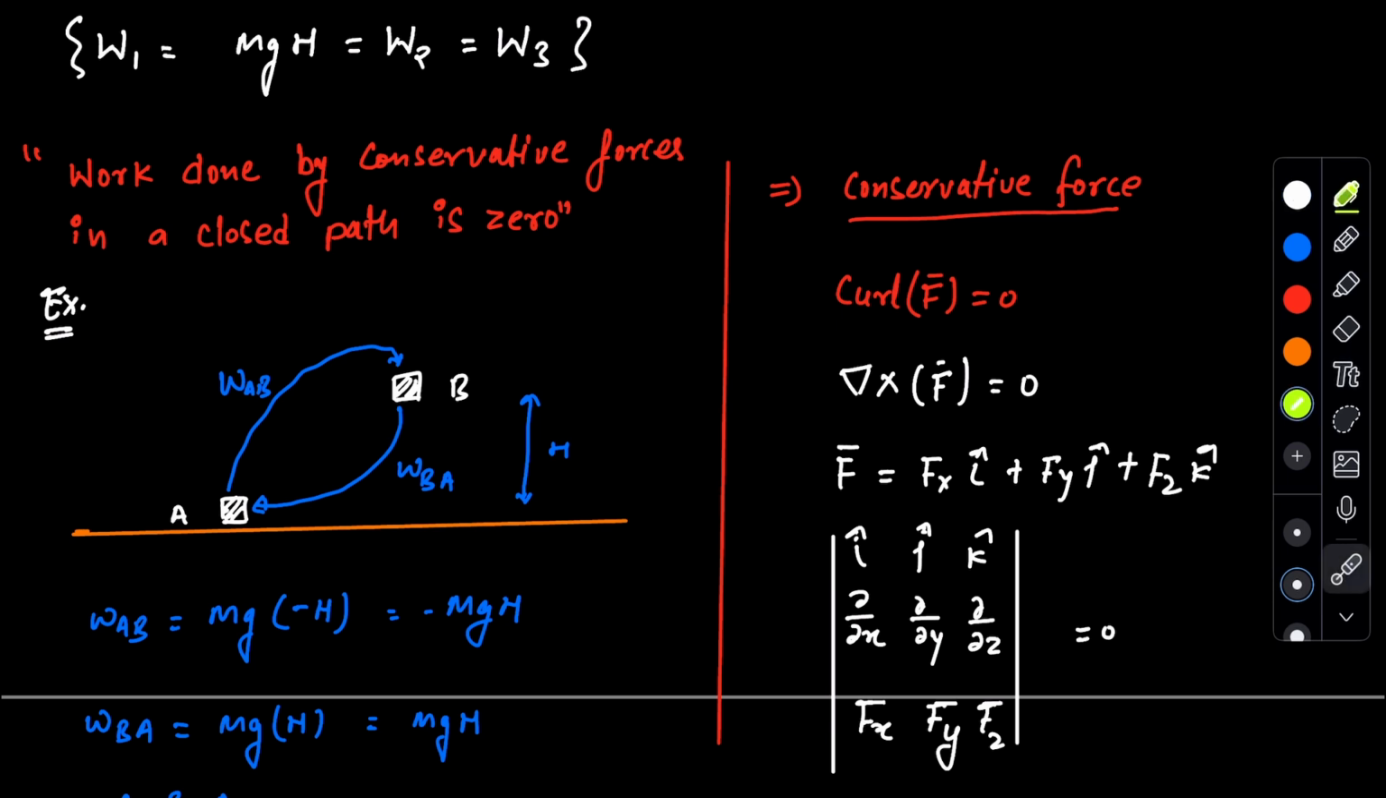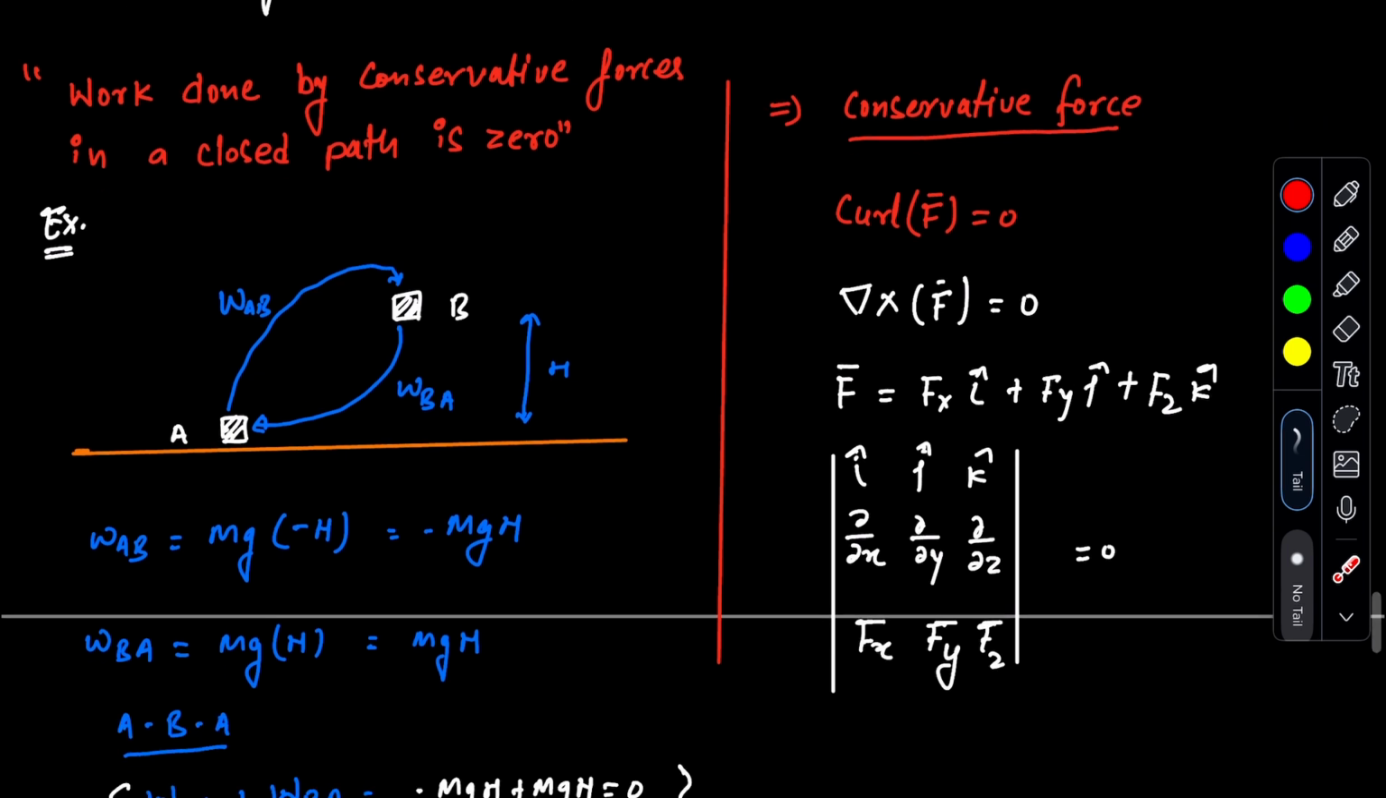The matrix of this: in the first row we have i cap, j cap, k cap. In the second row we have dou by dou x, dou by dou y and dou by dou z, which are the partial differentiations. And then we have Fx, Fy, Fz. So that matrix value will be 0. That is how we can prove whether this force is conservative or not.